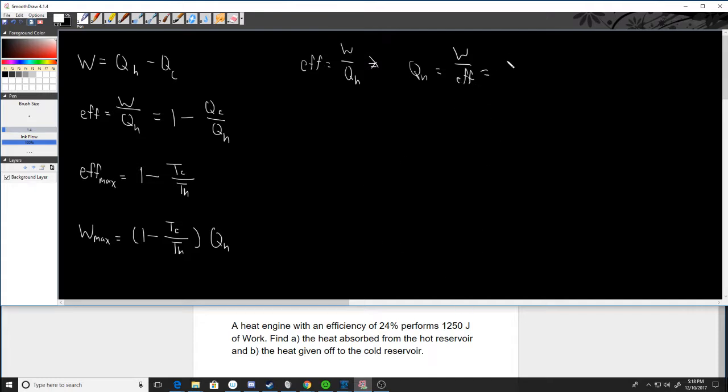So now to do this, my work we said was 1,250 joules of work. The efficiency they said was 24%. Convert that to a decimal, 0.24. All right, let me get out my calculator quick.